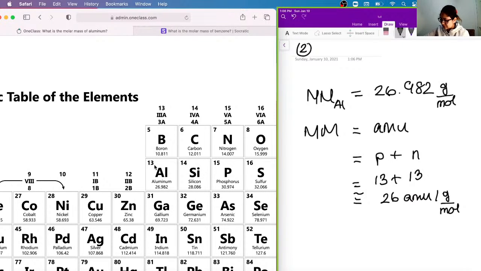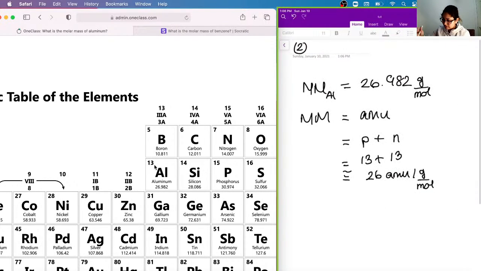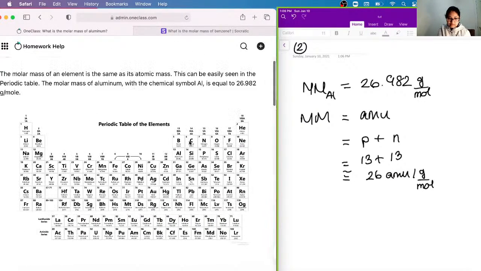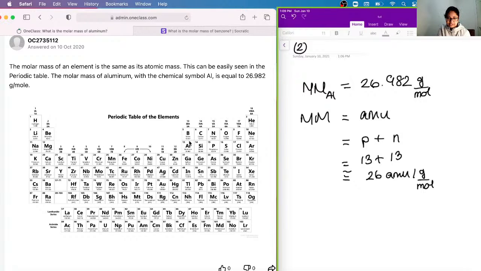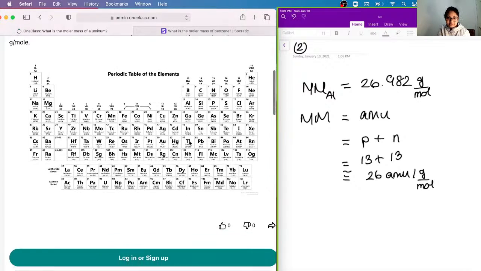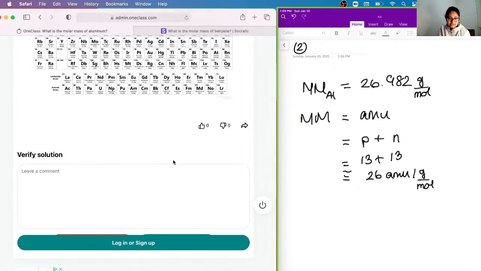Okay, so this is one way to calculate the molar mass of an element. Basically, you won't really use this in cases of compounds, since compounds are made out of different elements, and you just have to add up all the molar masses of those individual atoms.